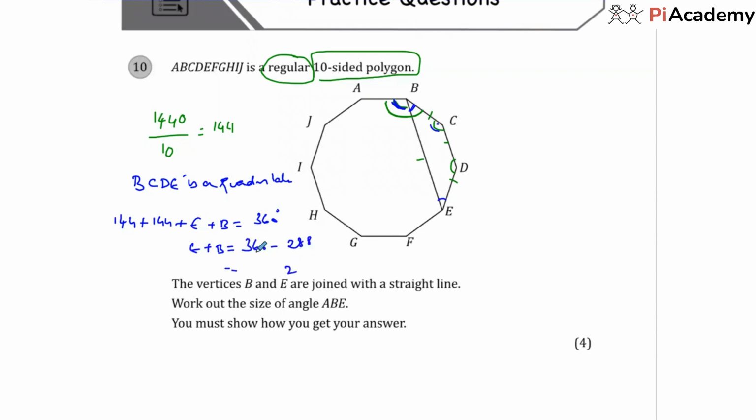10 minus 8 is 2, plus 5, 72 degrees, right? So now this angle plus this angle is 72. So this is 36 and this is 36. Okay. So the entire 144 is the angle here. 144 minus 36 will give you the angle ABE. Okay, angle ABE. So 144 minus 36 is 108 degrees. Okay, so therefore the angle ABE is 108 degrees. Make sense?